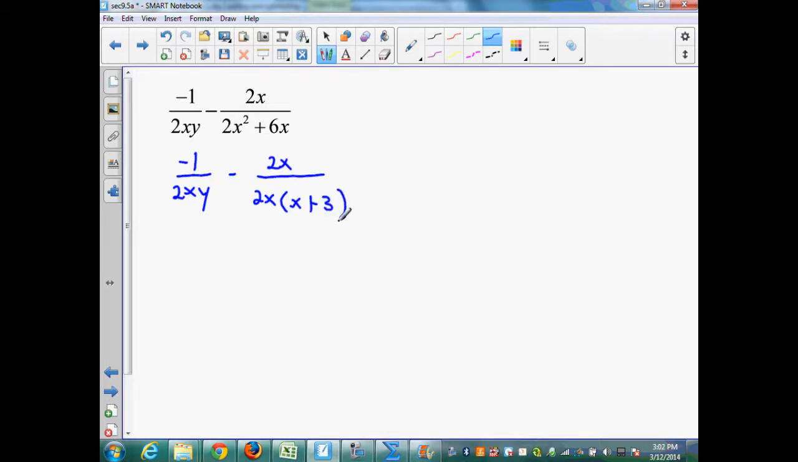Now I can determine my common denominator. I have a 2x and a 2x. I need a y and a y here, so I need to have a common denominator of 2xy times the quantity of x plus 3. Now I just rewrite my fractions, which is going to be a negative 1 over 2xy, leave a space, minus 2x over 2x times x plus 3.